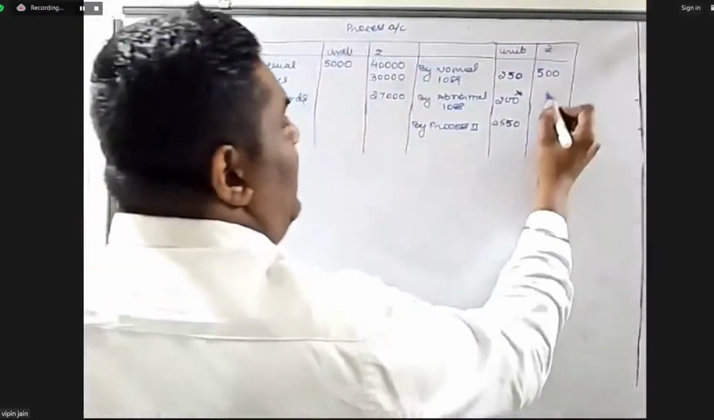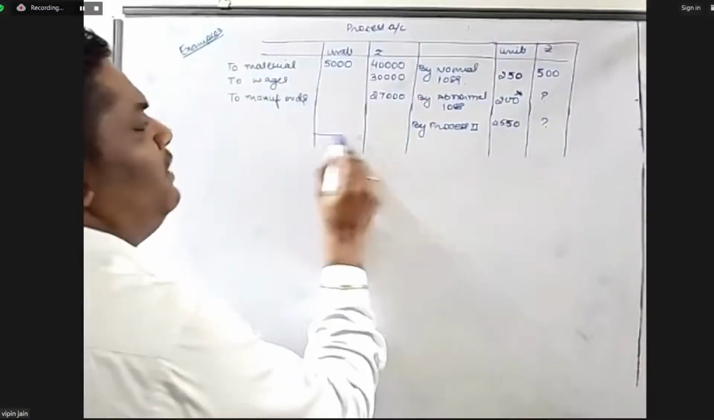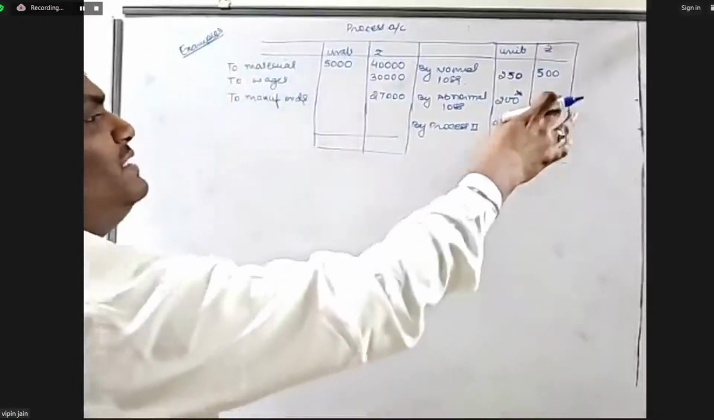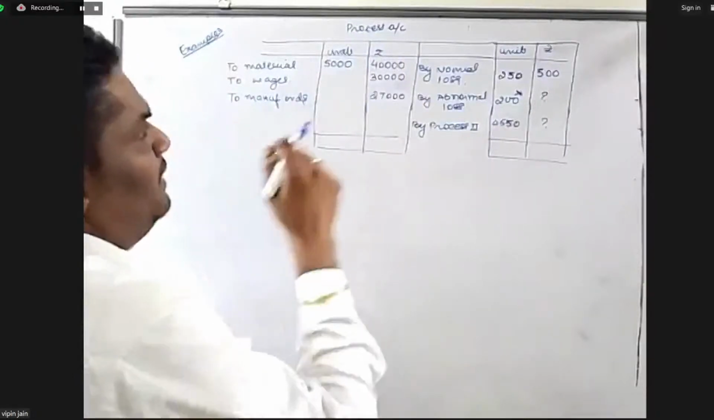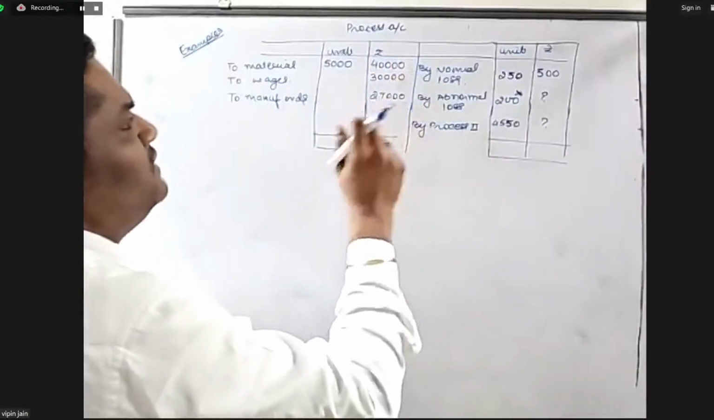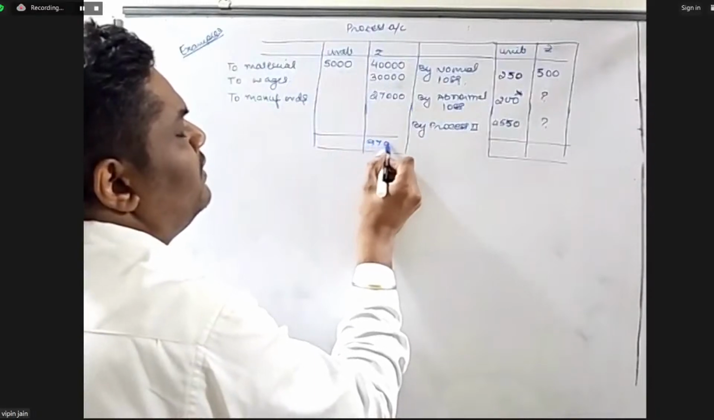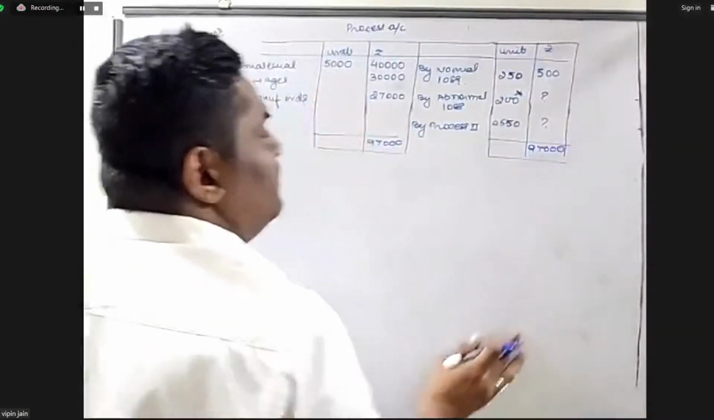Now, ultimately we have to calculate the value of abnormal loss and the value of units that are transferred to the next process. So this is the value we have to calculate. Again, the same concept: 40,000 plus 30,000 plus 27,000, that is 97,000.